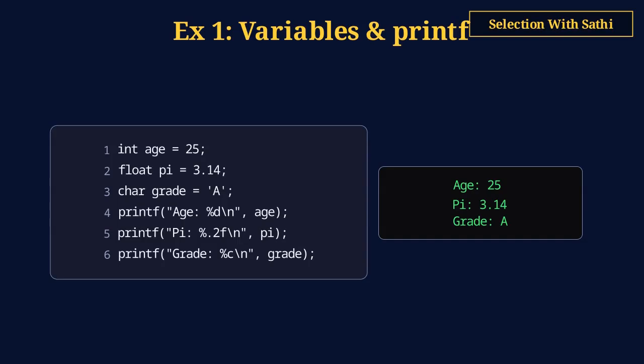3.14 with exactly 2 decimal places. For the character, printf("grade: %c \n", grade). This outputs grade: A. Each format specifier matches the variable type, that's the key rule.